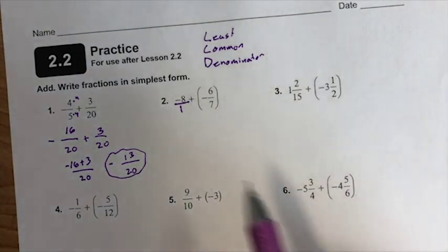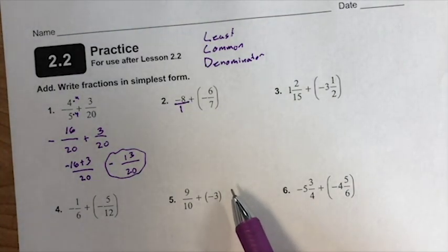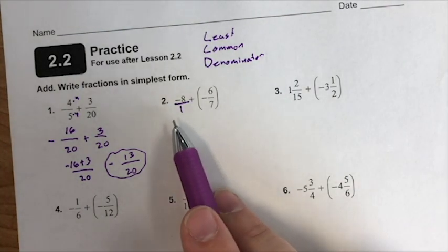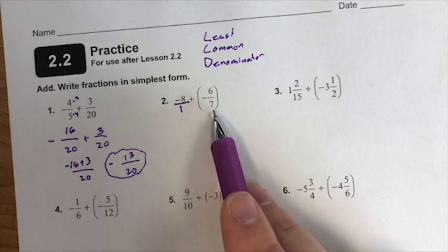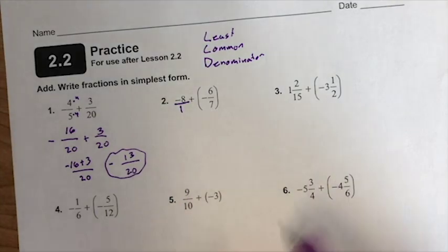Now my job is to find the least common denominator, which in this case is pretty easy, again, because notice that the denominator here is 7, so I'm going to do the same thing here.